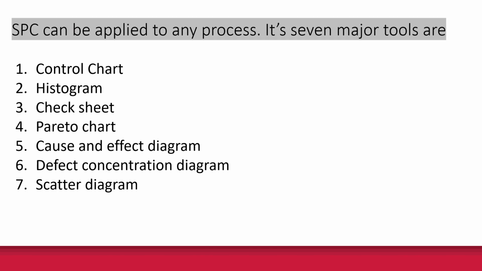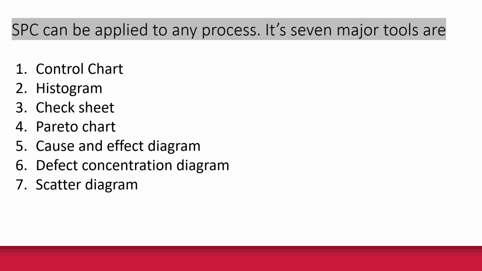SPC, which is referred to as statistical process control, can be applied to any process. It has 7 major tools. The first and primary importance is what's known as the control chart. Then there's the histogram, the check sheet, Pareto chart, the cause and effect diagram, defect concentration diagram, and scatter diagram. Now, for any given problem, we may not use all of these. Some of these are sort of redundant. You could use a check sheet or a Pareto chart. I rarely use a defect concentration chart or a scatter diagram, but in certain situations, they're very reliable.